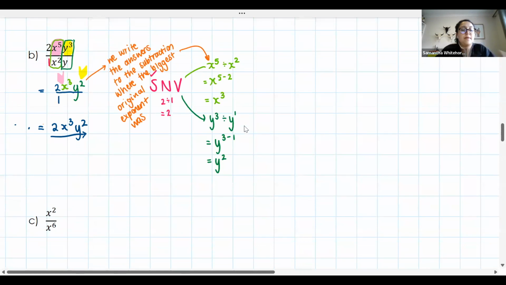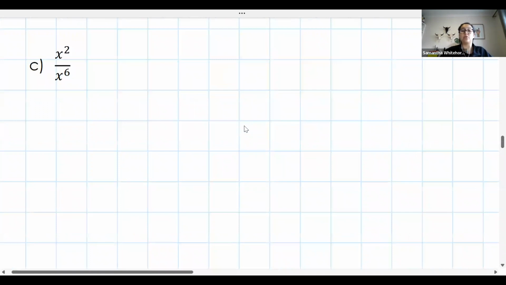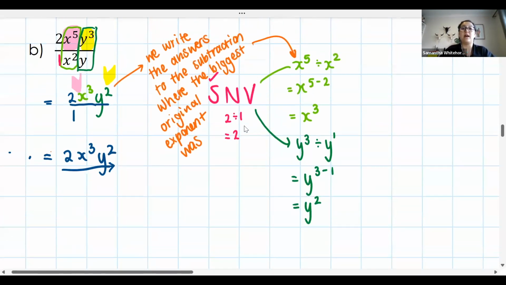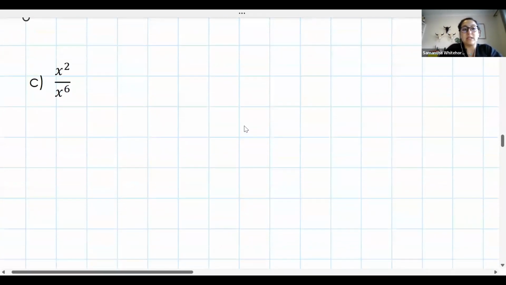Where are we? There we are. Right, so this question sort of goes back to what I said over here, where we write our answers to our subtraction where the biggest original exponent was. And this is what we're going to see in question C.